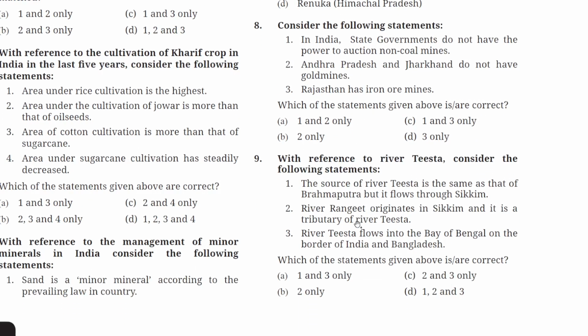Moving forward, question number 9. With reference to River Tista, consider the following statements. The source of the River Tista is the same as that of the Brahmaputra, but it flows through Sikkim. No, the Tista river originates from the Pahunri or Tista Kangse glacier and flows southward to Sikkim. So, the first option is wrong. River Rangit originates in Sikkim and it is a tributary of River Tista. Yes, River Rangit is a tributary of the Tista. It is true.